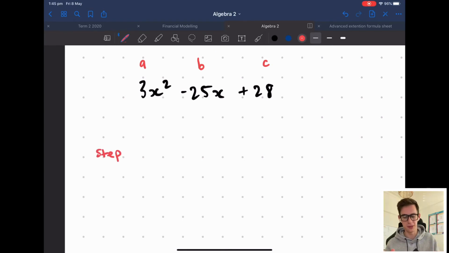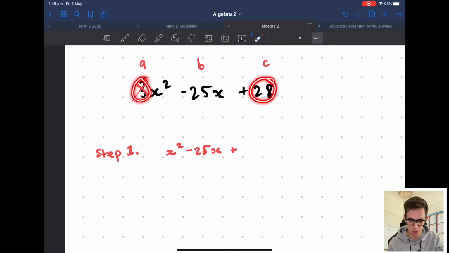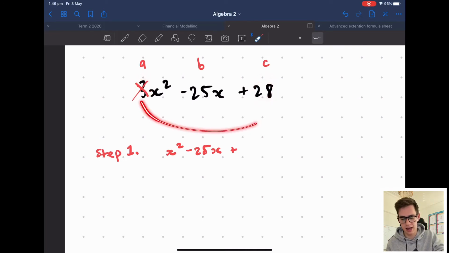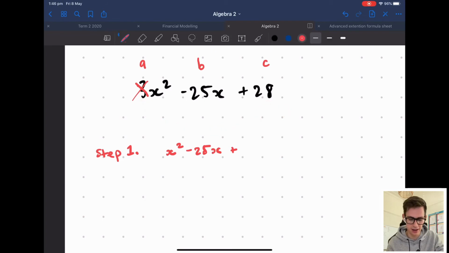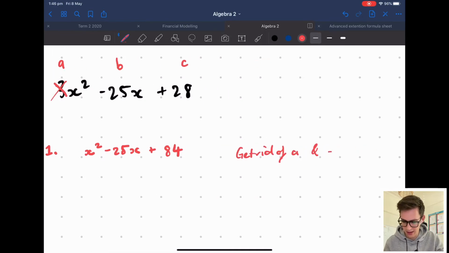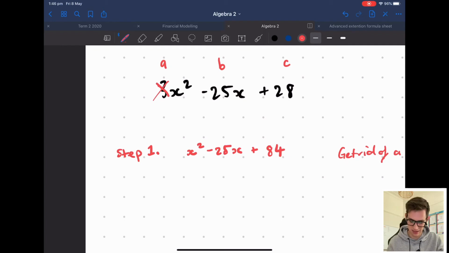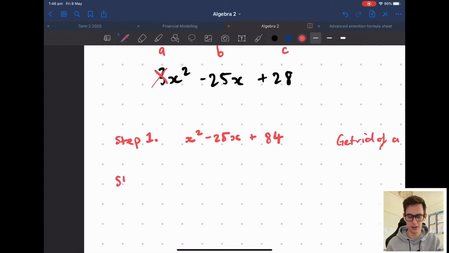Okay, now step 1. We're kind of going to do 2 steps in one because they're very quick and simple, okay? We are going to get rid of this 3. Scoot him out of there, he's gone. But when we get rid of him, okay, we need to multiply him, that 3, by our C, our last term. So he multiplies over here instead, and you get 84. I'm going to write this as get rid of A and multiply A by C. Okay, that's our first step. We're a sixth of the way there.